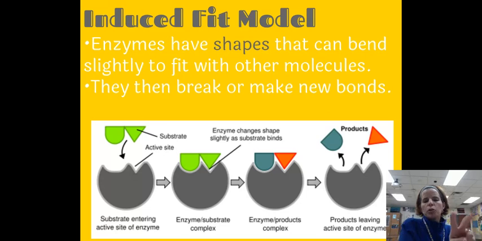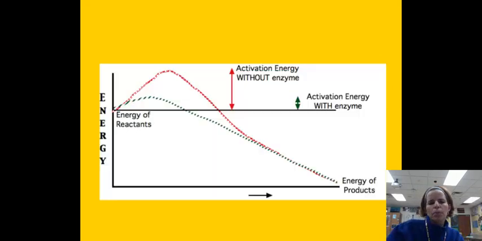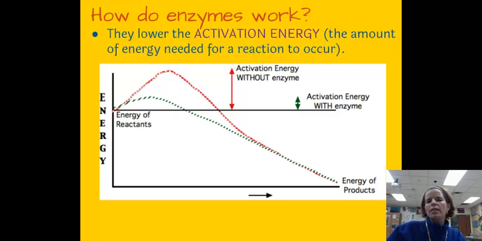Then the green curve and triangle shape, that's the substrate. That's the molecule that it's going to work on. In our example, it's hydrogen peroxide. Notice that the hydrogen peroxide and the catalase fit together like little puzzle pieces, and then the catalase breaks apart the hydrogen peroxide into water and oxygen. So the induced fit model says they bend and they fit together like little puzzle pieces, and then they can make or break bonds.